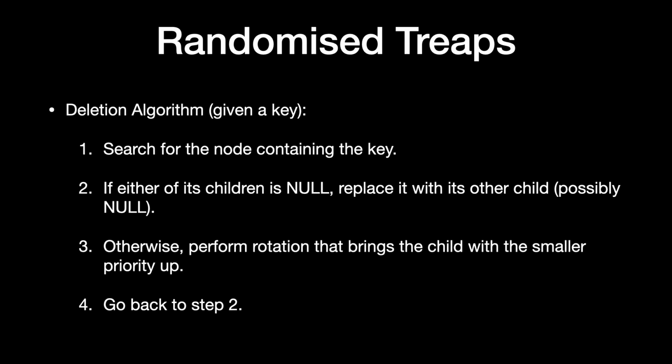Now I would like to talk about the deletion algorithm for randomized treaps. In the deletion algorithm, we are given a key and we are supposed to delete that key from the randomized treap. First of all, obviously we need to search for the node containing the key. We do this by performing a normal BST search. Once we have found that node, we need to delete that node. In order to delete a node, we look at its children. If either of its children is null, we delete the node and we replace it by its other child. Now, the other child can of course be null, but that's besides the point.